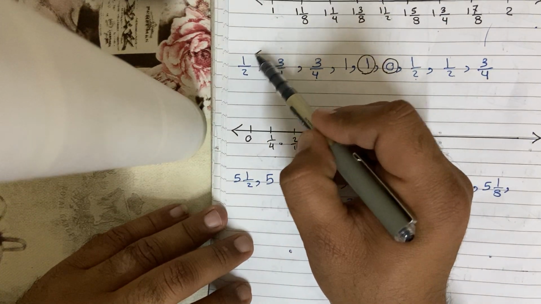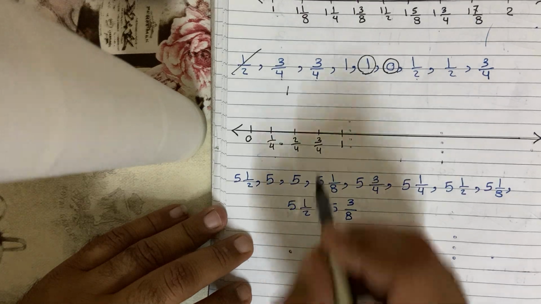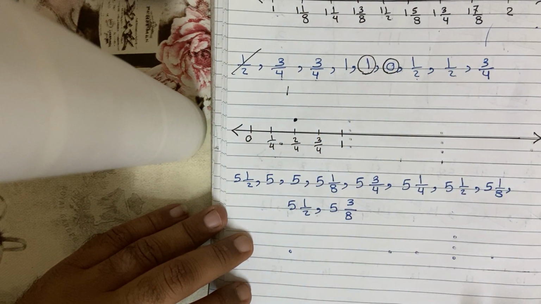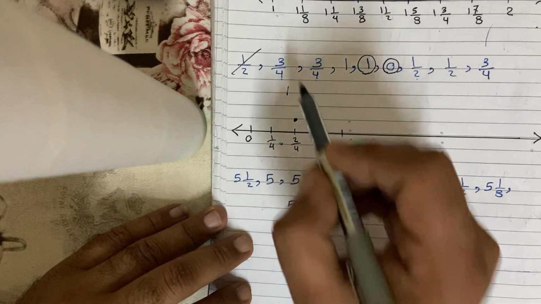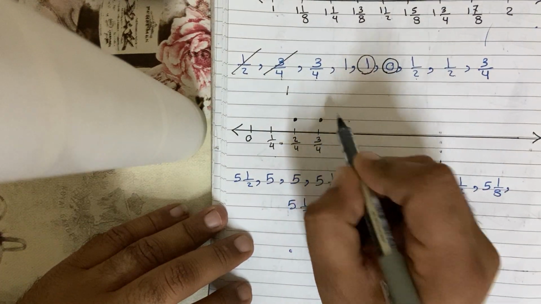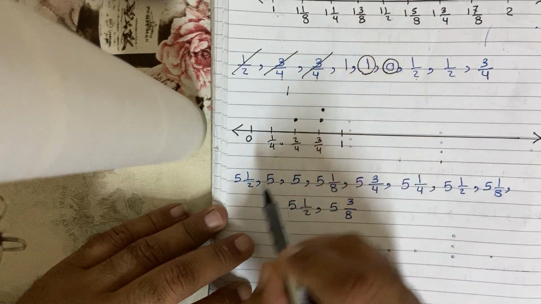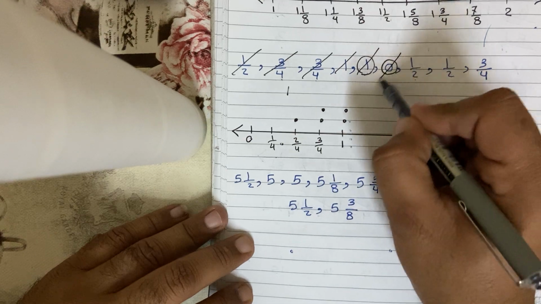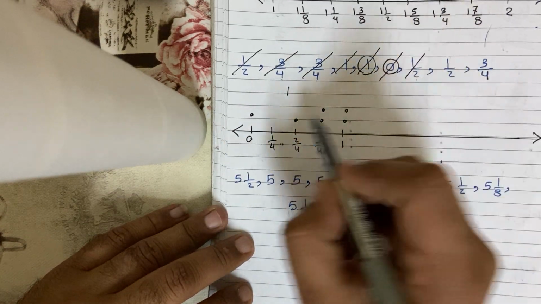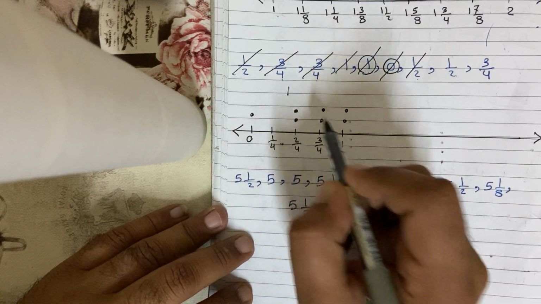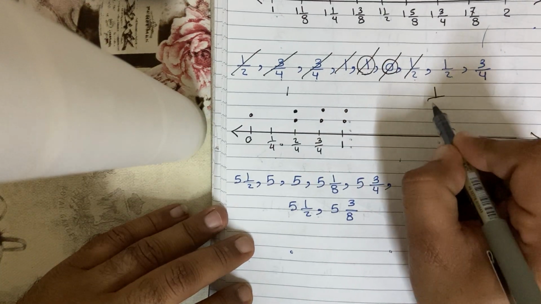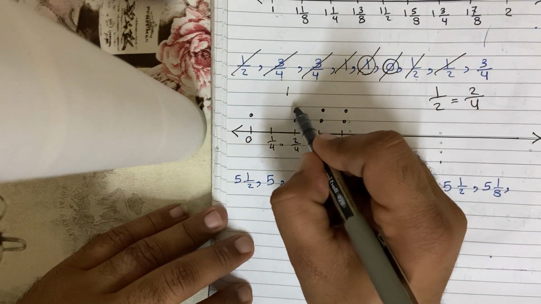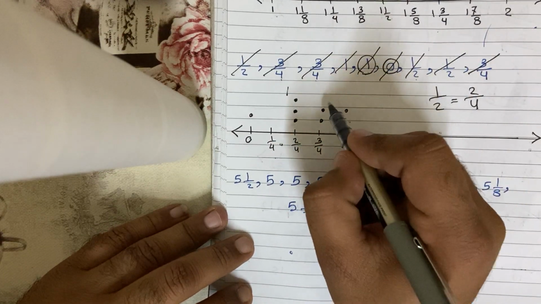Here we have half, it's 2 over 4. 2 over 4 equals half. 3 over 4 here. 3 over 4 again here. 1 here. 1 again here. 0 here. Half, it's 2 over 4 again. Half equals 2 over 4. They are equal. Half again here. 3 over 4 here.